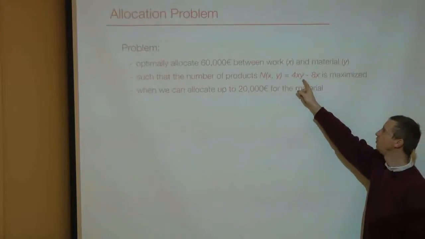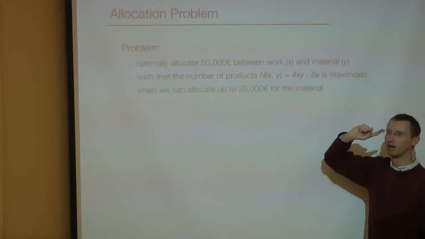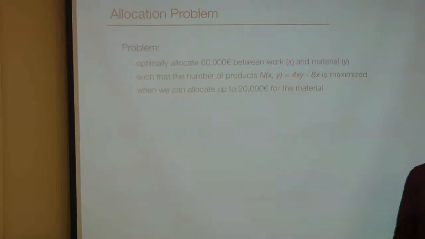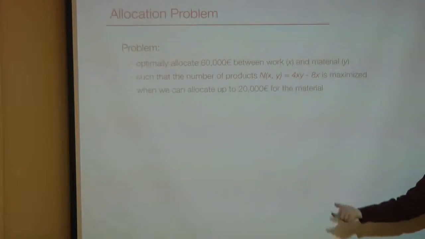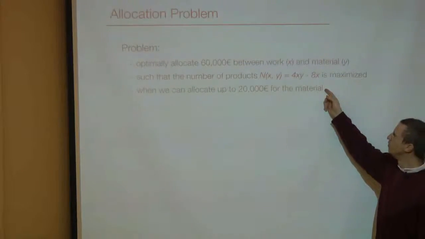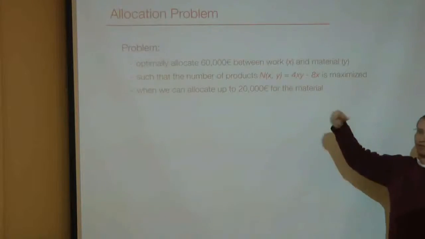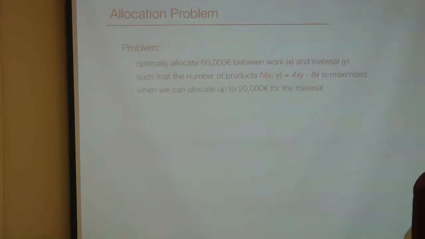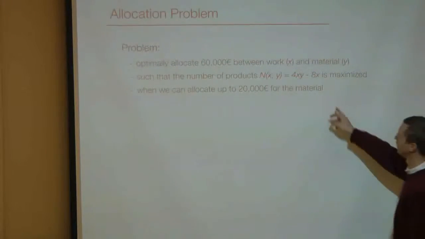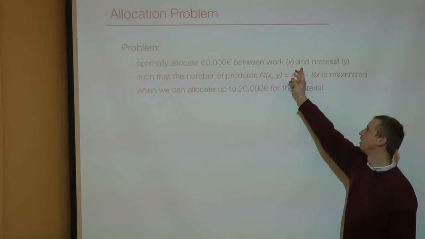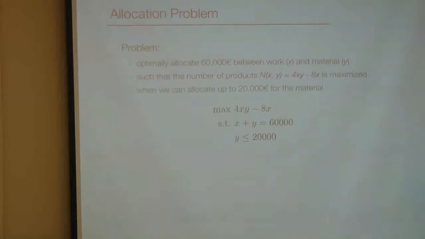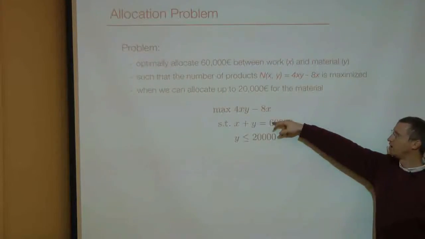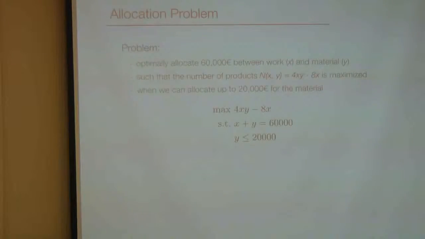If we allocate X to the work and Y to the material, this is the amount of products that we will sell. And of course, we would like to maximize the number of products that we sell, because that brings the maximum profit. We can, of course, only allocate a non-negative amount of money, and we are not allowed to allocate more than 20,000 for the material. So this is the inequality constraint. This is the equality constraint, which says X plus Y must be equal to 60,000. And we have the cost that we would like to optimize. So here we see where inequalities enter.